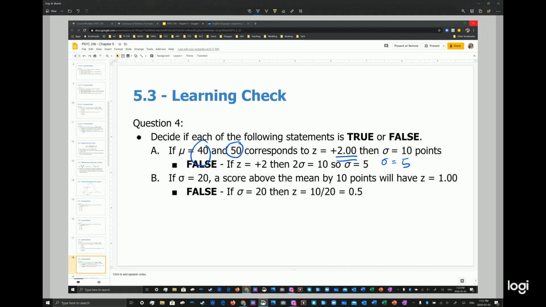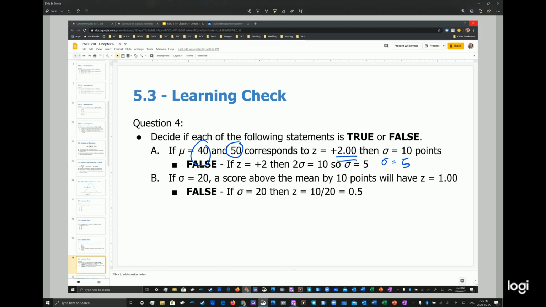Again, you can practice this too. If sigma was indeed 10 and the Z score was 2, what would be the X value? It would not be 50, but it would be 60. So again, lots of opportunities to practice there once you got your components down.